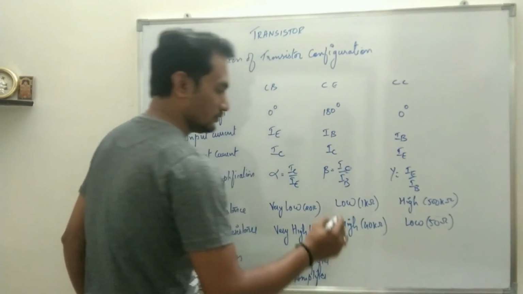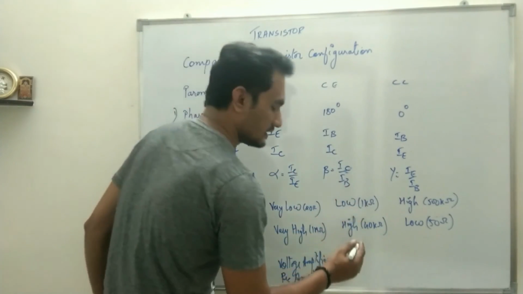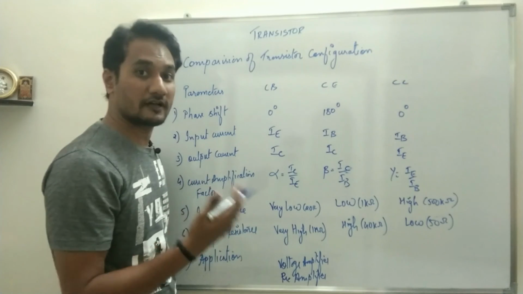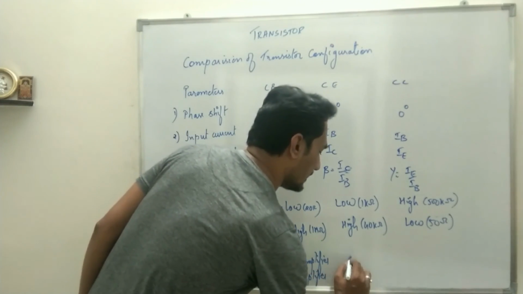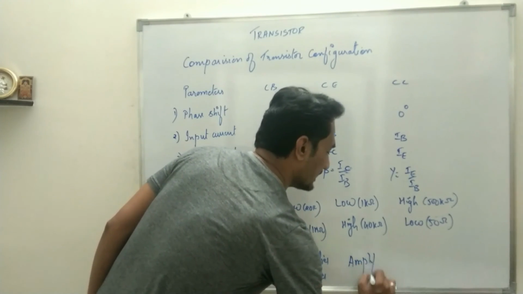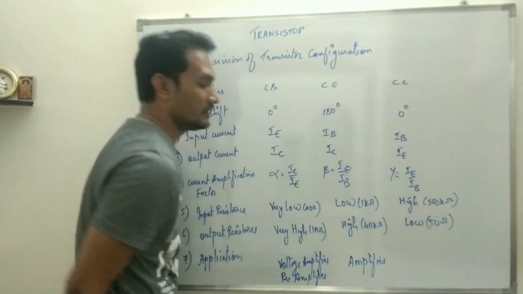Okay, so voltage amplifier, or it can be used as pre-amplifier. And for common emitter configuration, it can amplify voltage, it can amplify current, and therefore it can amplify power. So basically all amplifiers, when you design, we use common emitter configuration.